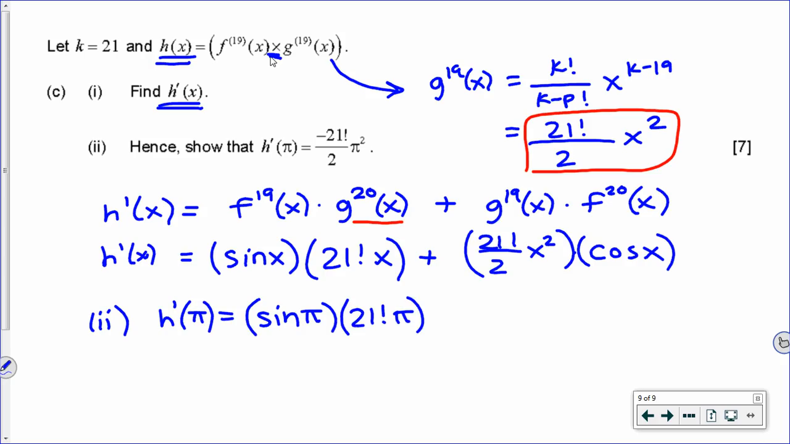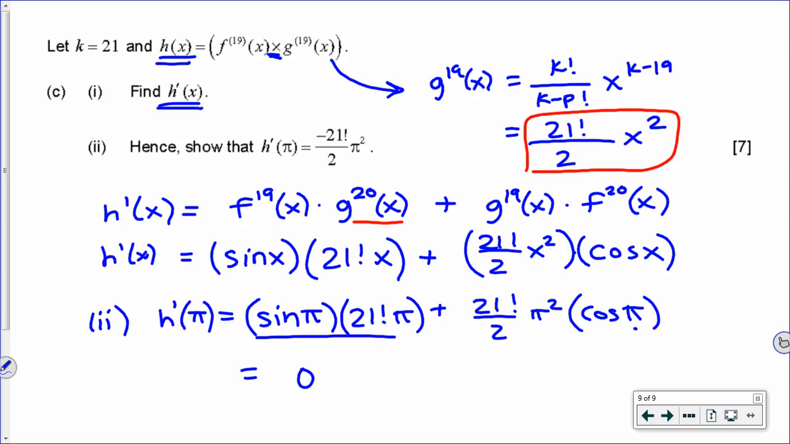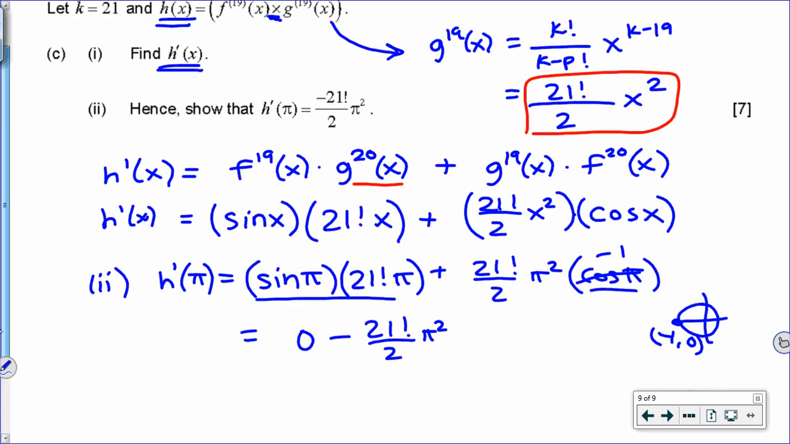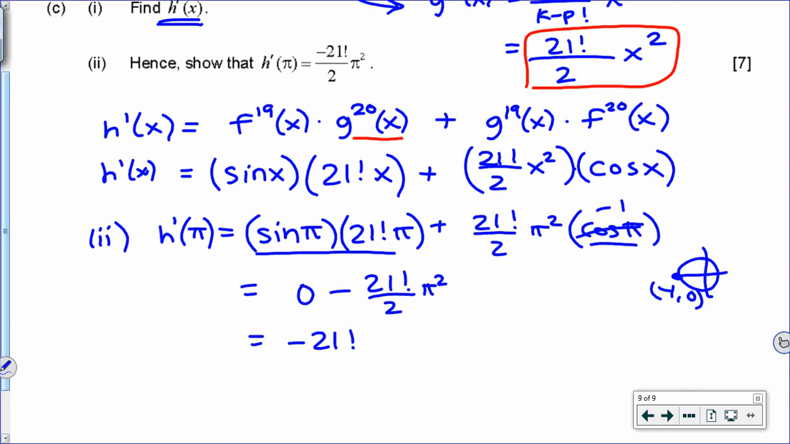So I'm plugging in a pi everywhere I see x. And then I'm going to see what I can simplify. It looks so complicated, but if you realize that the sine of pi is 0, then this whole term is going to be 0. The cosine of pi is -1. I'm just getting that from my unit circle. Pi is over here, and I know the coordinates are -1, 0, so I can figure out the sine and cosine really quickly. So if the cosine of pi is -1, then I can rewrite this as minus 21 factorial over 2 pi squared. And if you look at what this question asked us to do, it was a show that question. So we just have to show our final result matching their final result. And finally, that is all.